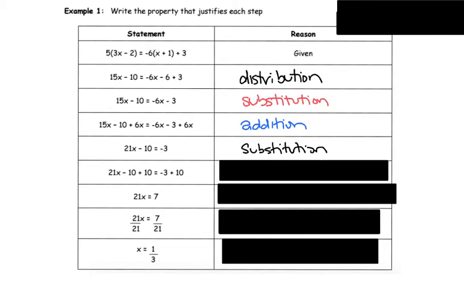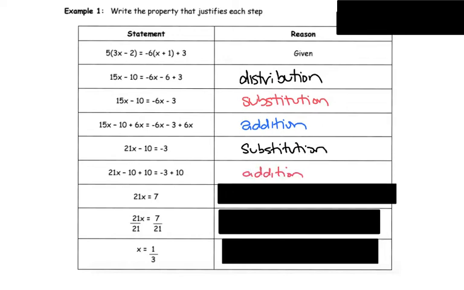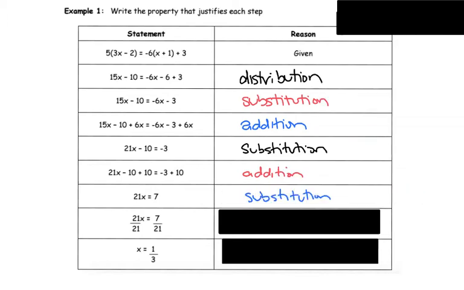Okay. Next, we have 21x minus 10 plus 10 equals negative 3 plus 10. So it looks like we're trying to get rid of this negative 10 by adding 10 to both sides. So the reason here is addition. We're adding 10 to both sides. Now that we've actually done that, in the next step we're demonstrating that, and what we're left with is 21x equals negative 3 plus 10 gave us 7, so that would also be a substitution step. We actually did the work there.